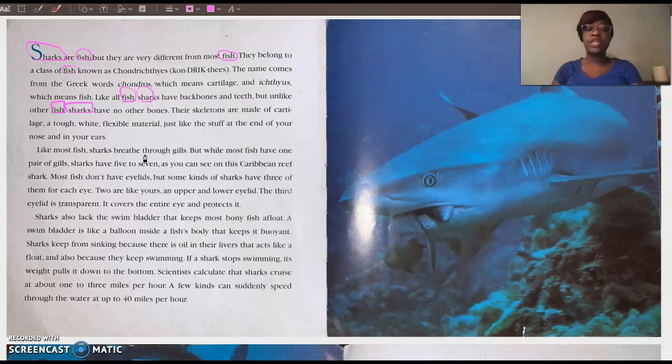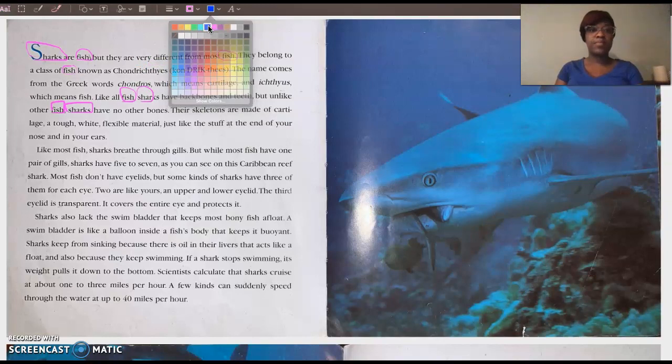Yep, okay. Now, we learned some new information, so let's underline important details. You ready? Sharks are fish, but they are very different from most fish. So we know that they are fish, but they're very different from most fish. That's what the author wants you to understand. The sharks are very different from most fish. So let's underline that. Very different from most fish.